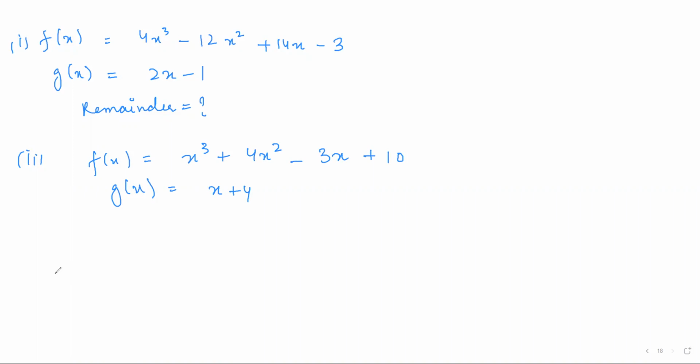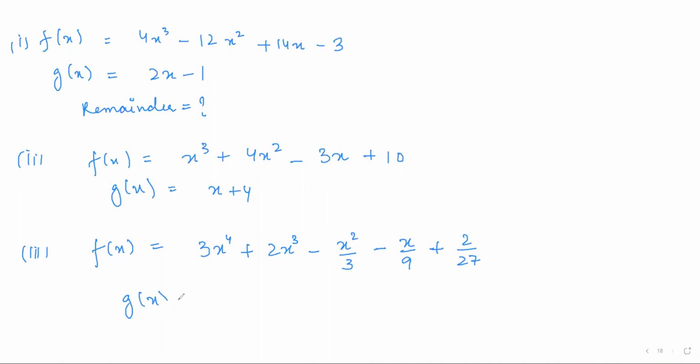One more. I want you to practice with the LCM calculation. So your f(x) is equal to 3x to the power 4 plus 2x cube minus x square divided by 3 minus x upon 9 plus 2 by 27. Clear? And your g(x) is equal to x plus 2 by 3. So this one will require a bit lengthy calculation, but please try to solve it. It will give you good practice at your calculation at least.